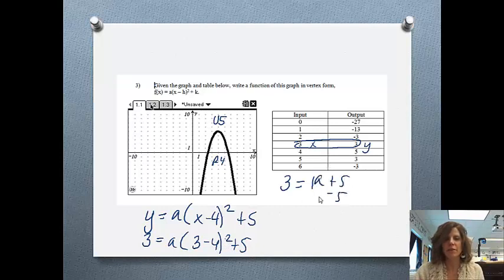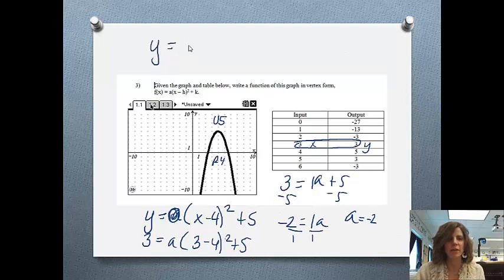I'll then subtract 5 from both sides. 3 minus 5 is negative 2 is equal to 1a. And if that 1 is bothering you there, we could divide both sides by 1. We'll get a is equal to negative 2. So a does not always equal 1. So now we just found that a was negative 2. So we're going to come in here. y equals, the a was negative 2. And then we'll just rewrite the rest of the equation.